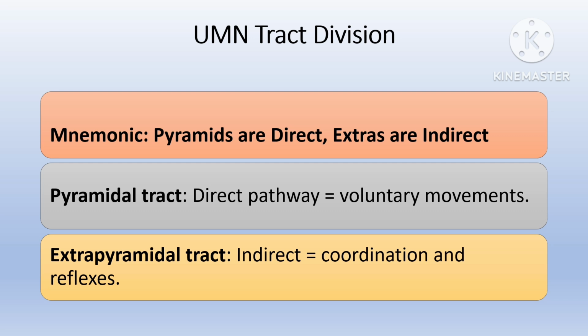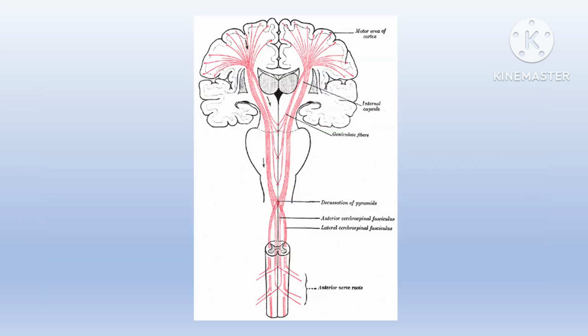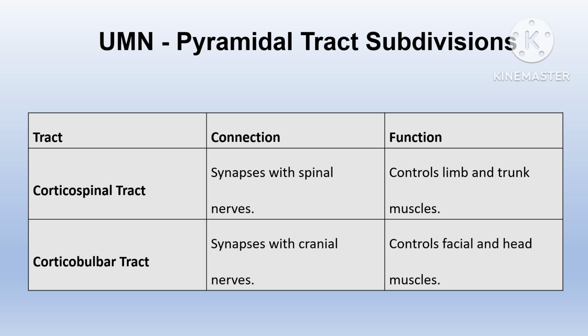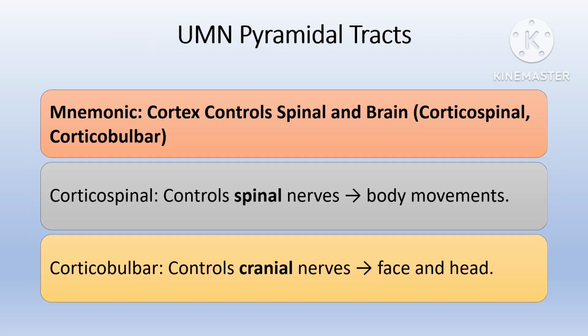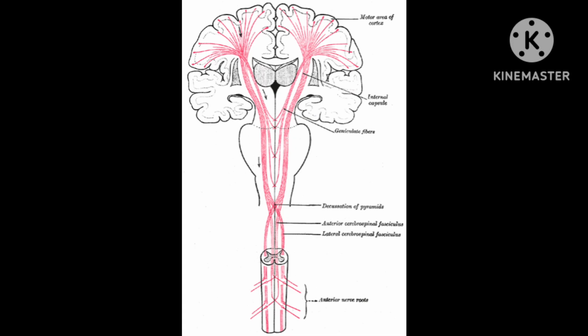Pyramidal tracts are further divided into two tracts. The first one is the corticospinal tract, which sends the signals from the brain to the spinal cord and controls the muscles in the body. The second is the corticobulbar tract, which sends signals from the brain to the cranial nerves in the brainstem and controls the muscles in the face, head, and neck. The tract crosses to the opposite side at the level of the medulla, and this is why the left side of the brain controls the right side of the body, and vice versa.